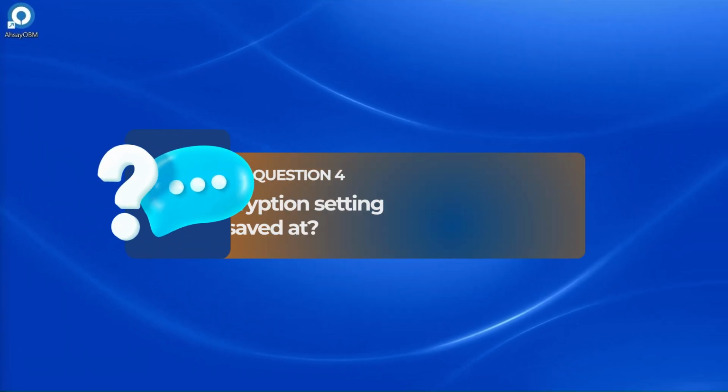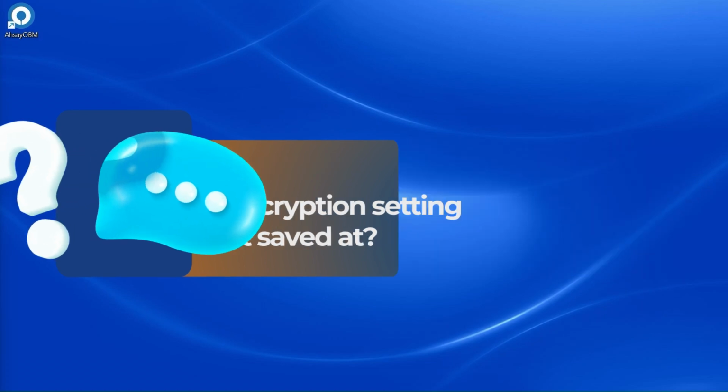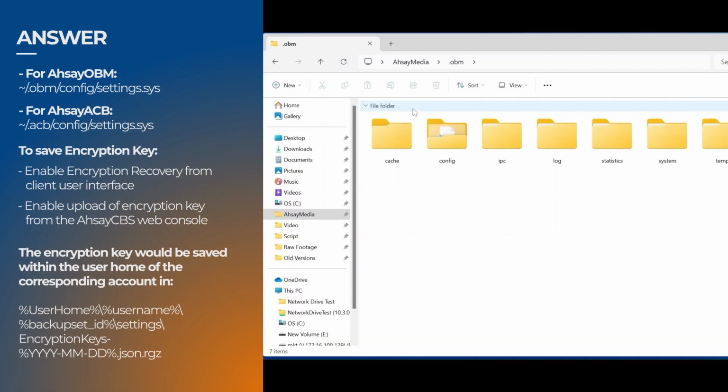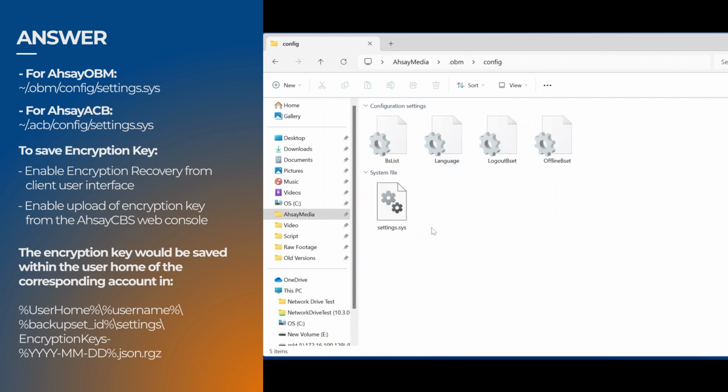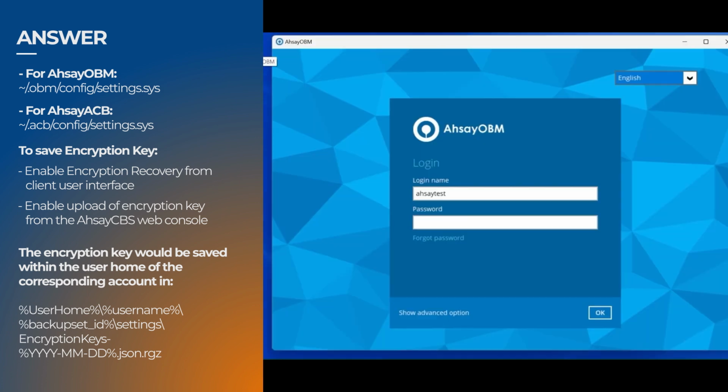Question number 4. Where is the encryption setting of a backup set saved at? The encryption setting of a backup set is saved locally on the client computer. Go to .obm folder, open the configuration folder, and from there you can see the settings.sys file. You can also save the encryption setting of your backup sets on the backup server by enabling the encryption recovery option within the client user interface.